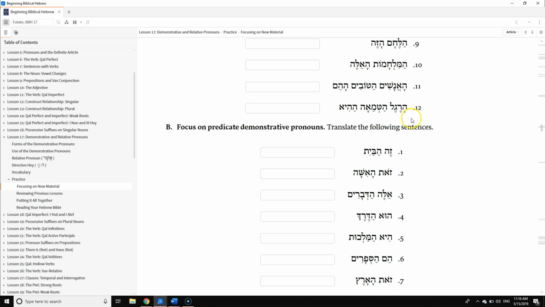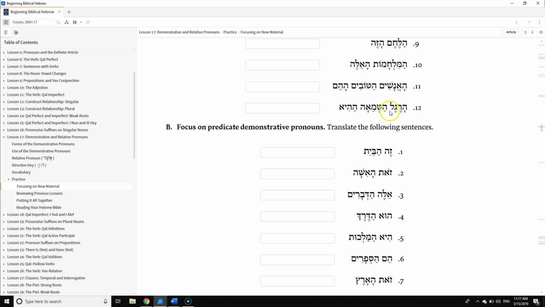And number 12, haregel hatamea hahi. So here we've got a segulate noun. The segulate noun doesn't have an obvious gender ending, but many, many segulates are feminine, even though they don't have a kametz he ending or a patach tav ending, or a segol tav ending. And so we can tell that this is feminine if we don't remember our vocabulary by the adjective that's modifying it. So the adjective here, tameh, has the kametz he ending, so tamea, and it also has the definite article showing that it's modifying the definite regel.